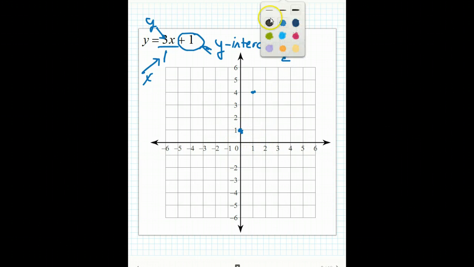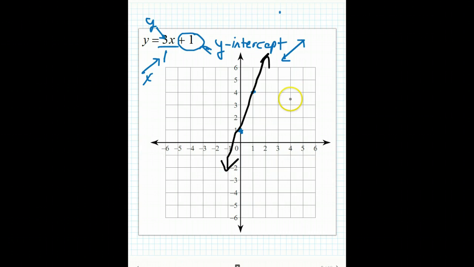Let me make a different color here just for the effect. And let's see if I can do this really well. I'm not very good at drawing these things on this tablet, but there you go. So that's how you graph a line. It's fairly easy. And again, if there's no number here, you would start on the origin. But since I started at 1, I start at the 1 and then go up 3.